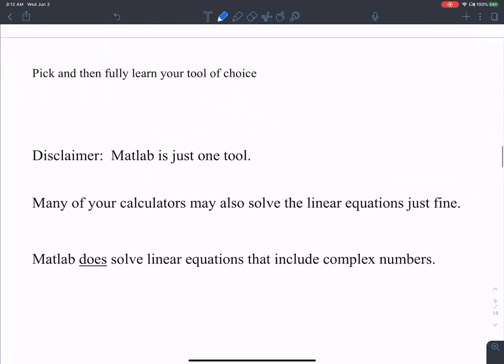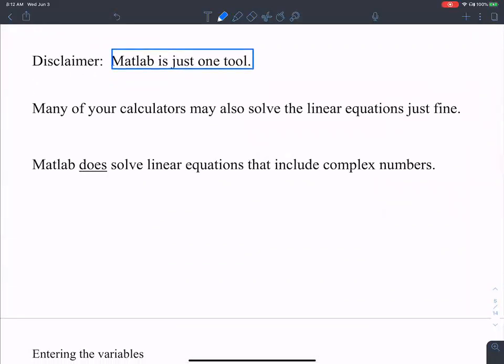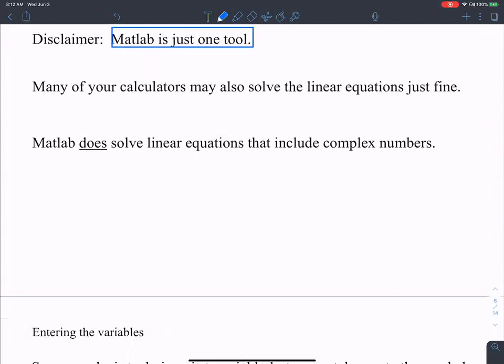Okay, so as it turns out, MATLAB is just one tool. There are a bunch of tools out there, but MATLAB is a very popular tool. You'll be in good shape. Your prospective employers will find it a good skill set if you display that on your resume.